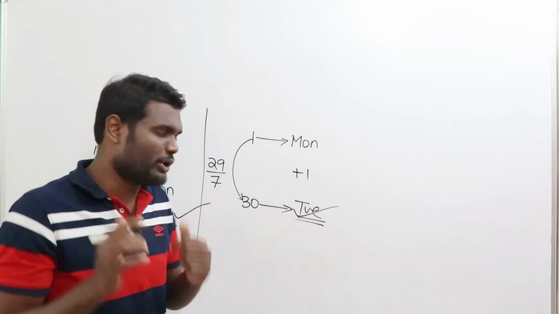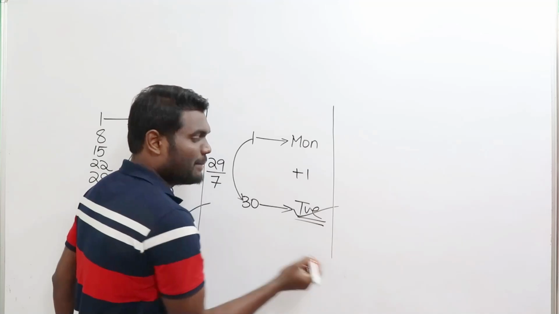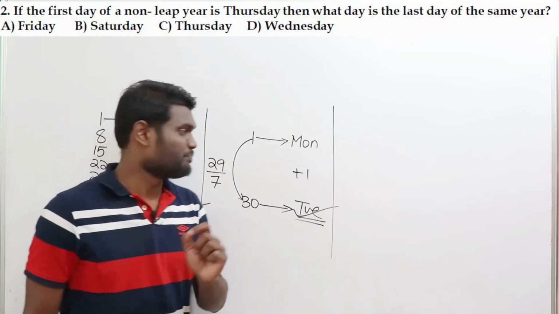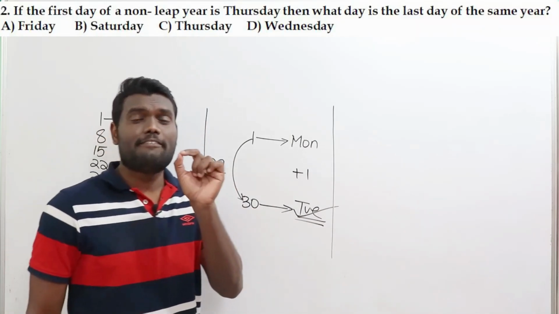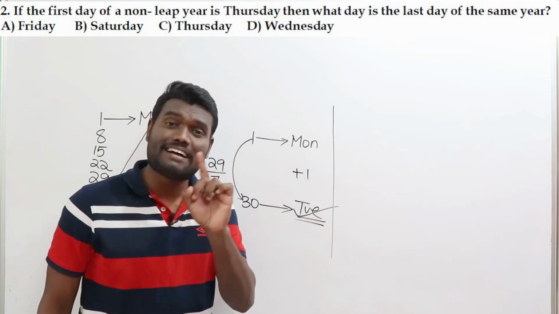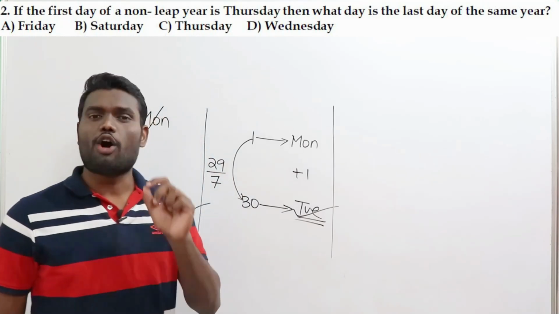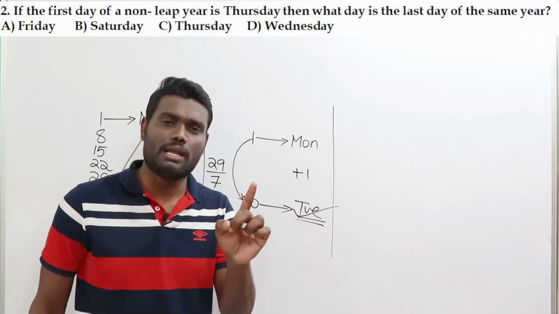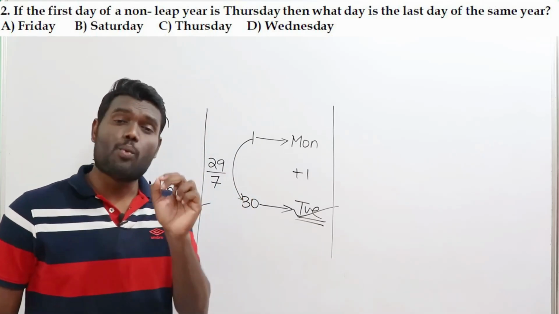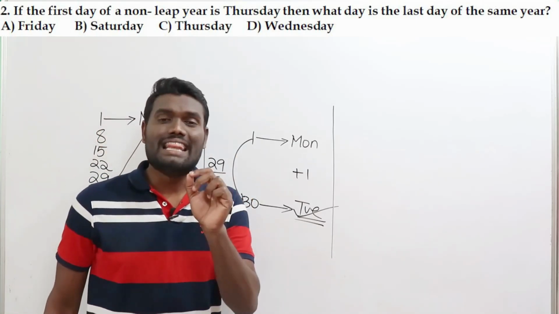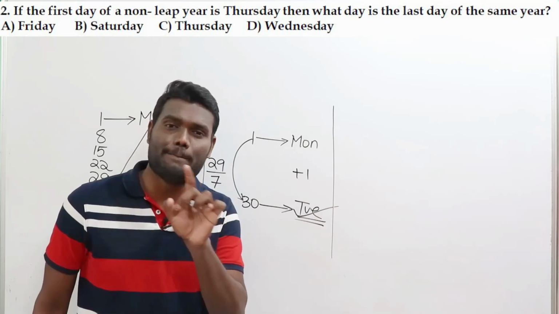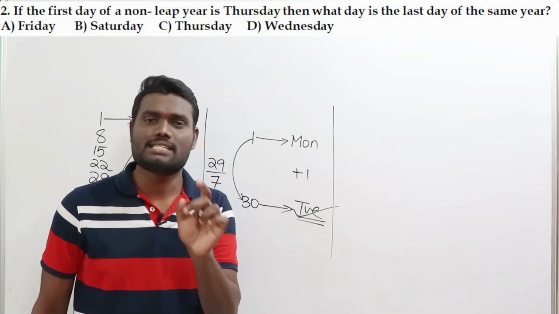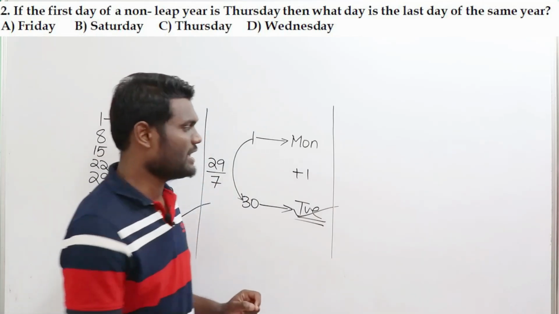Now let us look at one more example so that you get a better idea of this. Let us take an example: if the first day of a non-leap year is Thursday, then what day is the last day of the same year? What day is the last day of the same year?